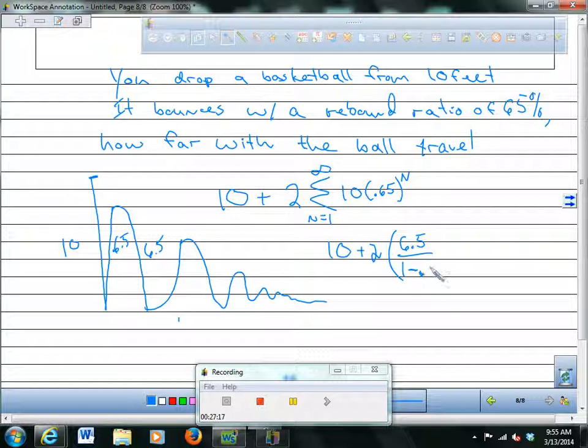0.65. And so I get 10 plus 2 times 6.5 over 0.35. And it comes out to be a very finite distance that the ball will travel, which happens to be 47.14 feet. So you can't say it bounces forever. It reaches a limit, okay? Which is kind of weird to think about, right? You would think it would just keep bouncing forever and ever, but it's just adding smaller and smaller pieces until you approach some limit. It's 47.1.